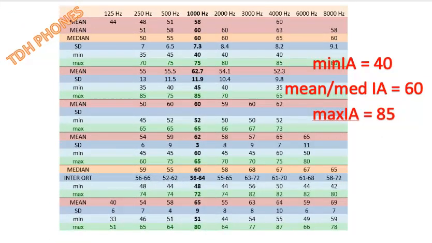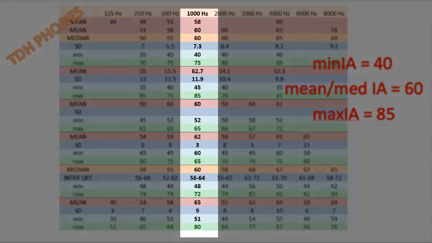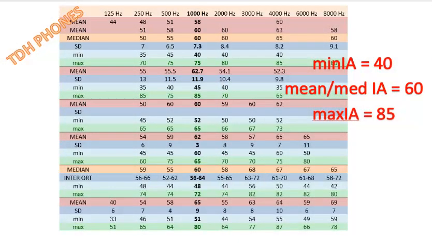Here's a collection of attenuation values that were researched using TDH-style supraaural headphones. As you can see, there's a wide range of possible attenuation situations between various subjects. We have a mean or median attenuation value at 1000 Hz of about 60 dB. Our maximum interaural attenuation value at 1000 Hz is about 85 dB. Our minimum attenuation value found was 40 dB. Min-IA refers to minimum possible interaural attenuation.